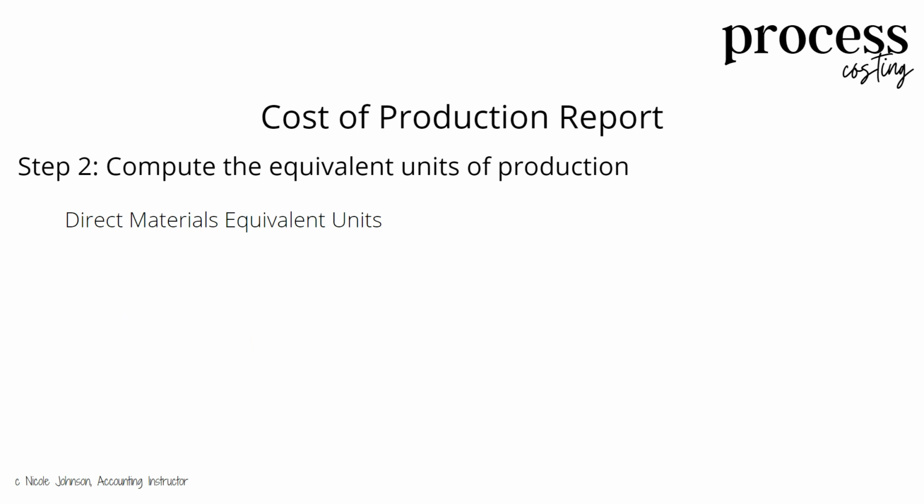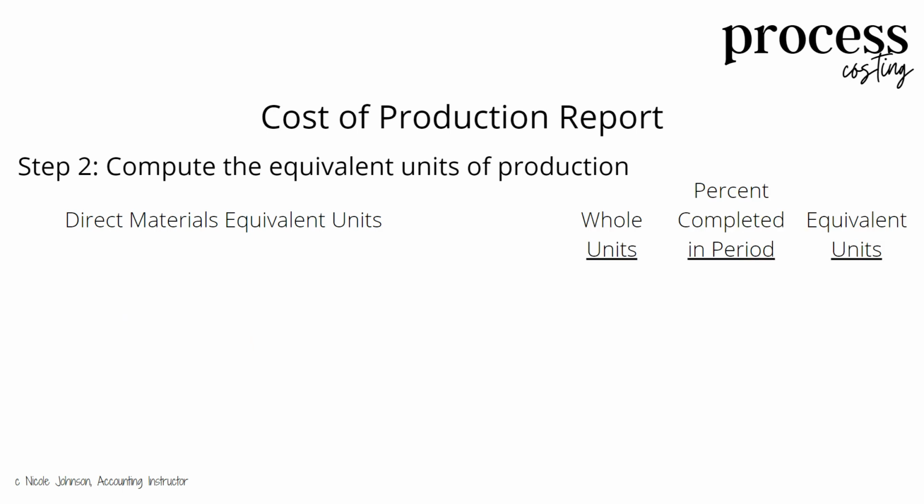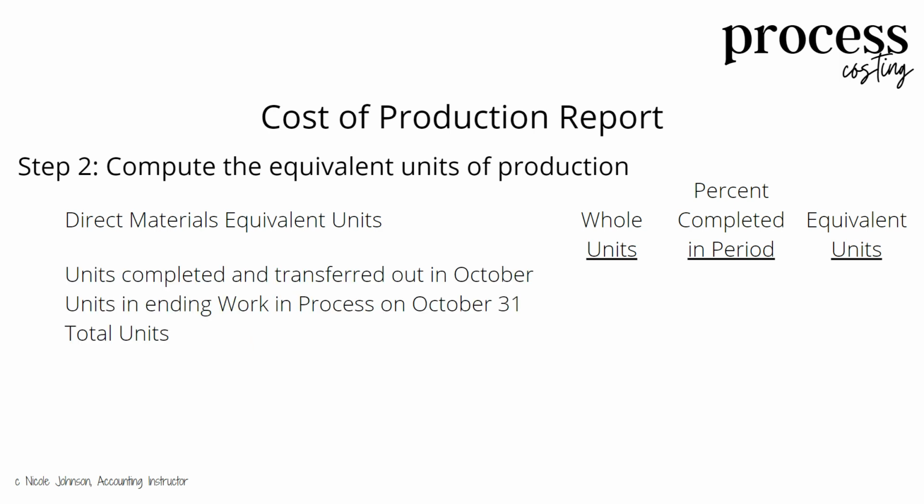Let's start with the direct materials equivalent units. We're going to look at the whole units, the percent complete in the period, and determine the equivalent units. For the units completed and transferred out in October, there were 9,300 whole units. 100% of these were completed in the period, so the equivalent units is 9,300.